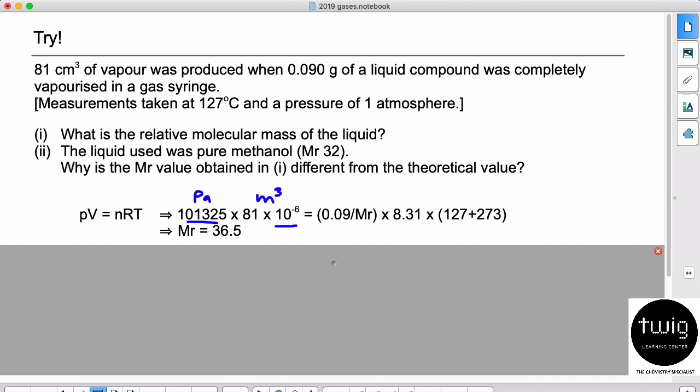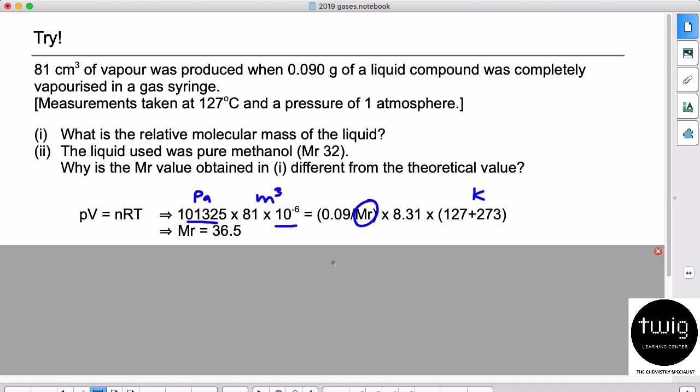So mass over MR times 8.31 times the temperature. Temperature in Kelvin, please, plus 273. You should get 36.5. It's all mathematics, so just put in the correct values. Maybe some of you didn't get the conversion, that's why you didn't get the answer. So you're actually calculating this MR here.